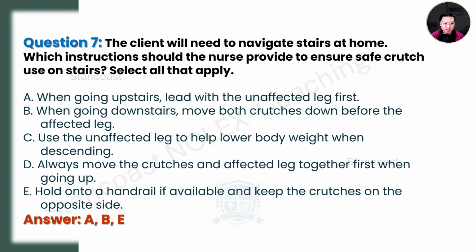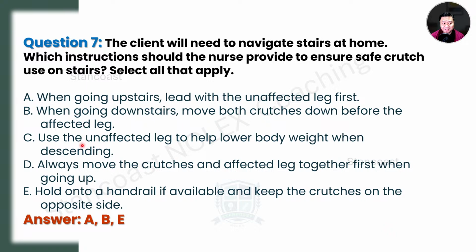Letter A. Why letter A? When going upstairs, lead with the unaffected leg first. This will help maintain stability and control. Letter B. When they're going down the stairs, both of the crutches should be navigated first. This will ensure that there is stability and support as they head down. Now, for letter E, hold onto a handrail if available and keep the crutches on the opposite side. This will also add stability and control. And while positioning the crutches on the opposite side, this can also distribute the weight.